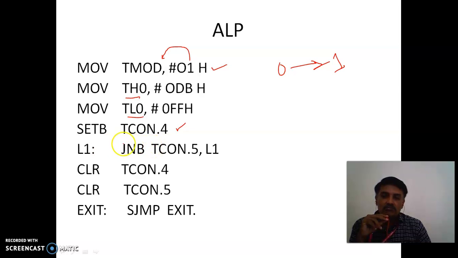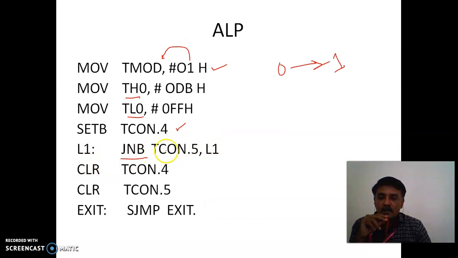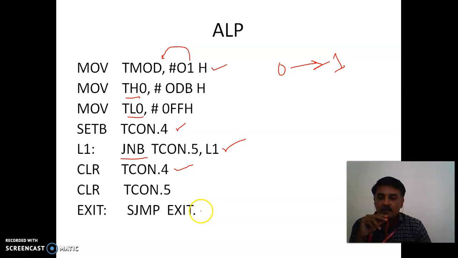We need to wait for some time, and for that purpose we will go for JNB TCON.5, whether it is clear. TCON.5 is TF0, that is the timer flag for timer 0. So we have a loop in this area, and after that we are clearing TR0 and clearing the flag also, right? And then we need to exit from the program, so we have to write this.